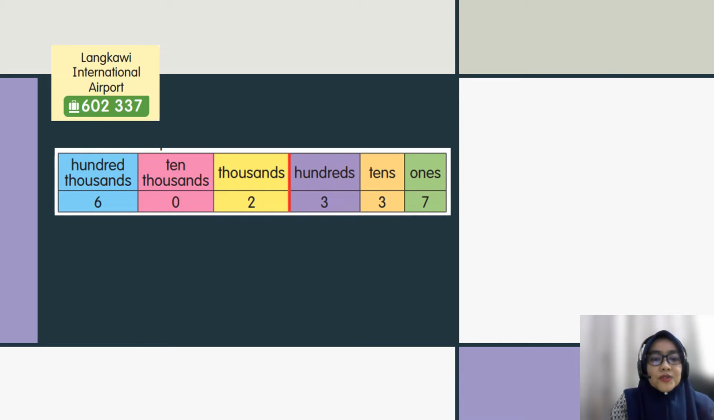Okay, let's look at this. So I write the number in the place value box. We have 100,000s, 10,000s, thousands, hundreds, tens, and ones. So how to say the number for the passengers at Langkawi International Airport? We start from 100,000 and say it as 602,000, then 337. And how to write it in words?